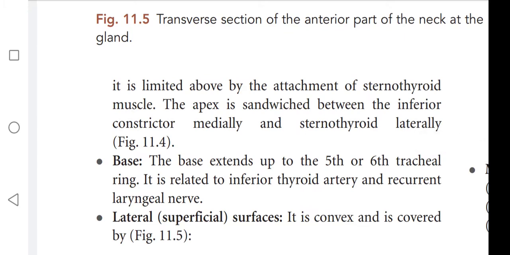It is limited above by the attachment of sternothyroid muscle. The apex is sandwiched between the inferior constrictor medially and sternothyroid laterally.